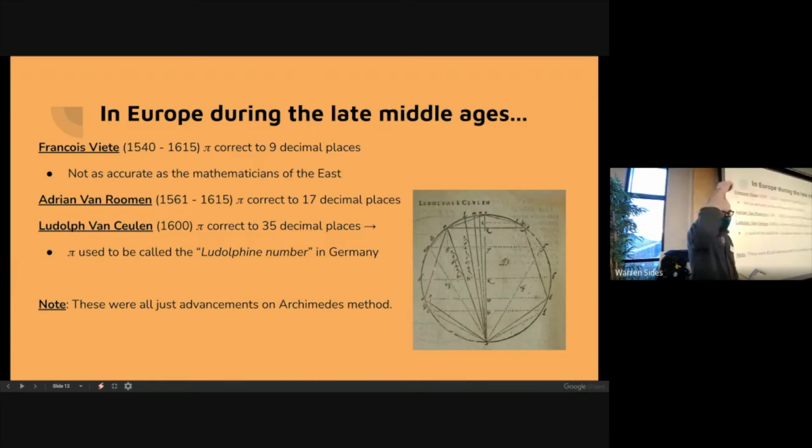Adrian van Roomen, a Flemish mathematician, pi was correct to 17 decimal places. This was an extension of all the Archimedes approaches. All of these people just came up with slightly different ways to do it that was more efficient. Ludolf van Keulen, pi to 35 decimal places. Such an amazing feat that even like in Germany for a long time, they called it the Ludolfi number. It wasn't pi. So if you look in German, like from way back, right, it's not pi, it's the Ludolfi number, right? He estimated to 35 decimal places. And these were all just the same approach, the same thing that we did where we constructed with the circle and the hexagon, and then he measured the sides based on the proportions.